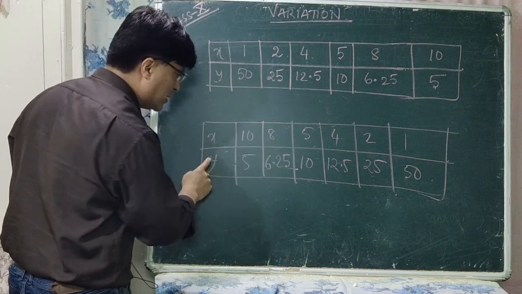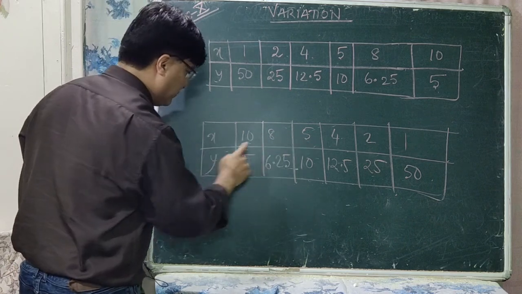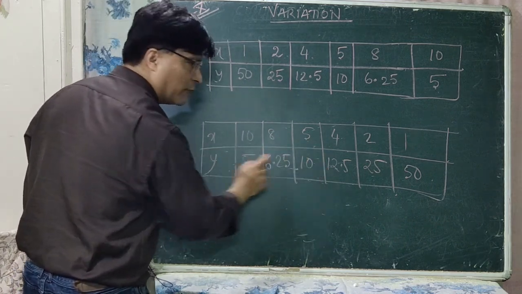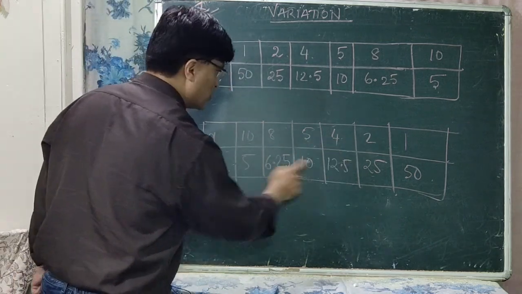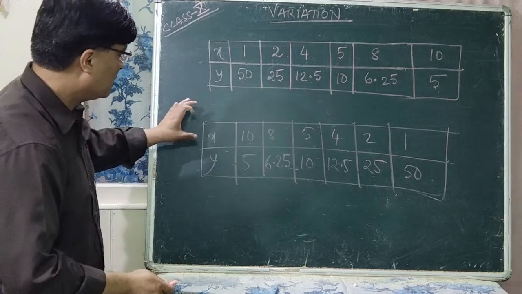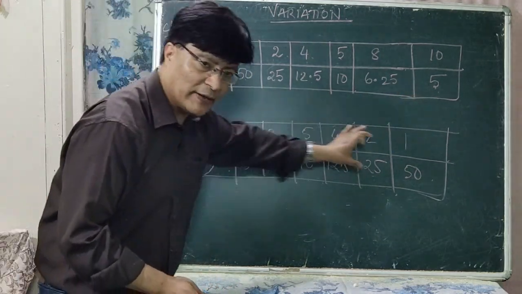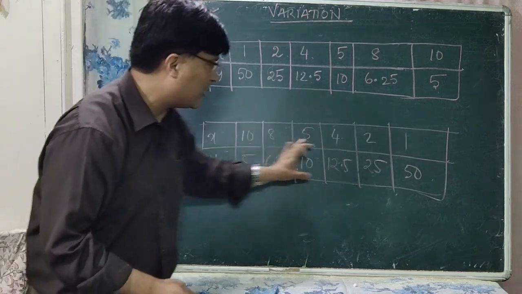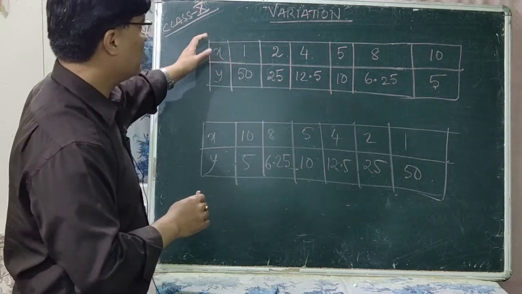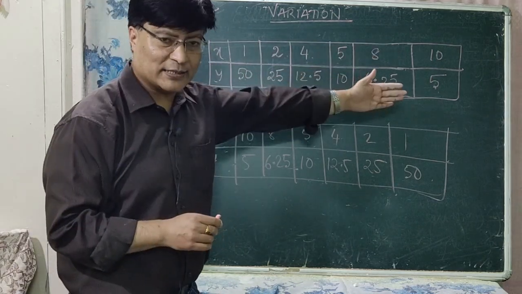So when x is equal to 10, y is equal to 5. When x is equal to 8, y is equal to 6.25. When x is equal to 5, y is equal to 10. X is equal to 4, y is equal to 12.5. When x is equal to 2, y is equal to 25. When x is equal to 1, y is equal to 50. So here the values of x are decreasing, but the values of y are increasing in this case. ठीक उल्टा भयो नि त यहाँ. यहाँ फर्स्टमा के भयो, x को भ्यालु इन्क्रिज हुँदै जाँदैछ, बढ्दै जाँदैछ, y को भ्यालु के हुँदैछ, घट्दै जाँदैछ.